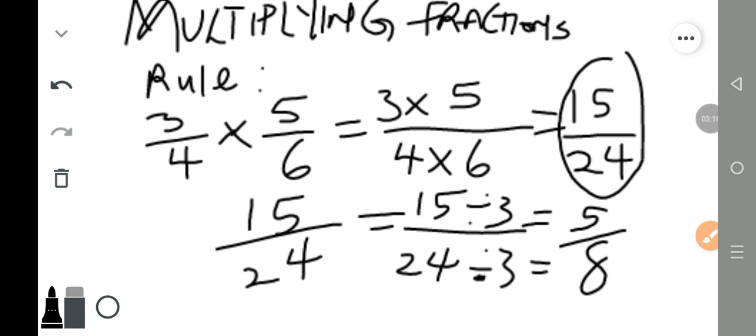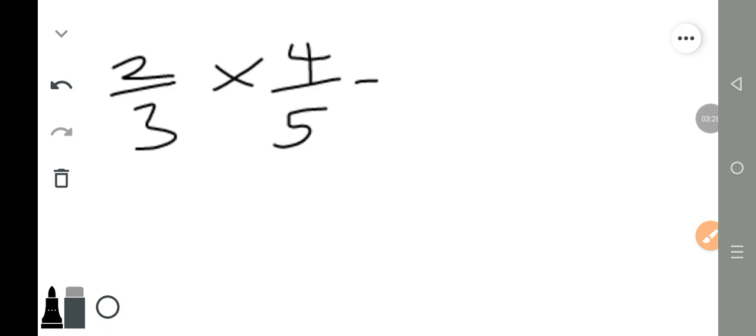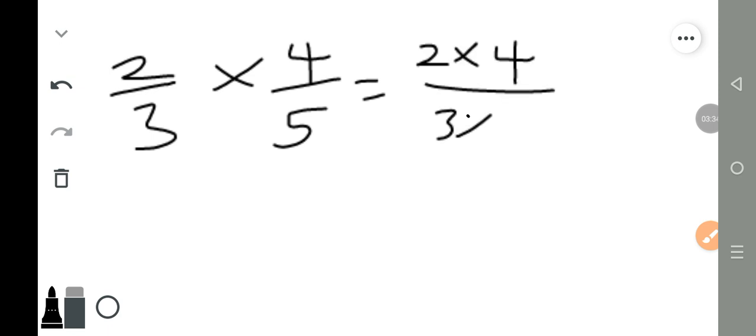So let's try another one now. This one says 2 over 3 times 4 over 5. So you simply do the same. You say 2 times 4 all over 3 times 5. 4 times 2 is 8, all over 3 times 5 is 15. Can it be further simplified? I would say no. So your answer is 8 all over 15.